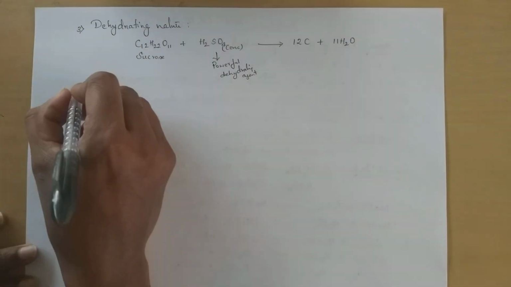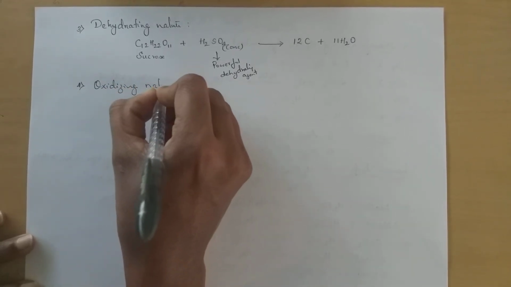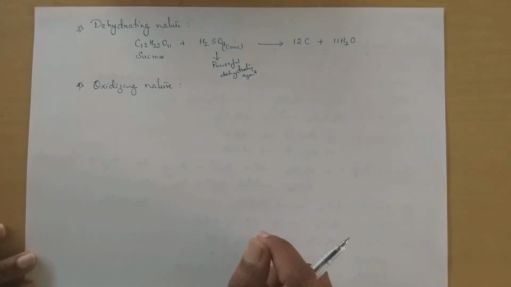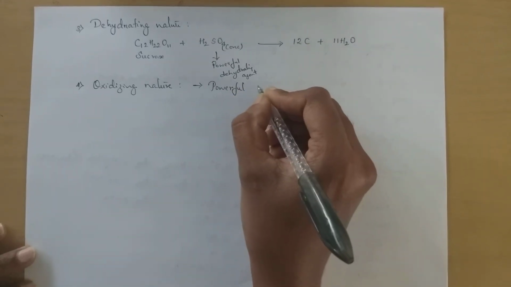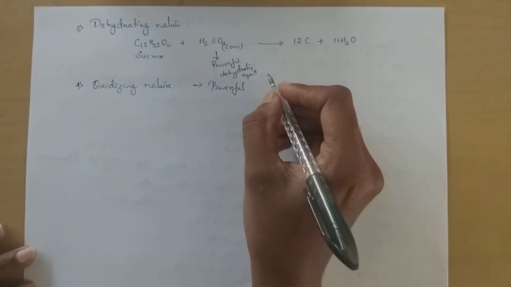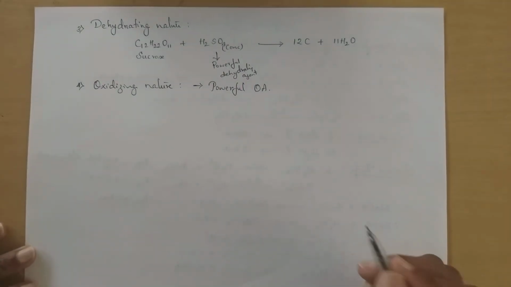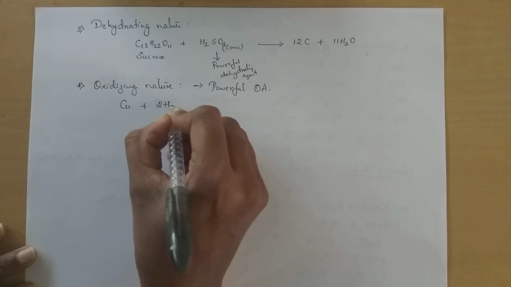Next we have oxidizing nature. Concentrated sulfuric acid is a powerful oxidizing agent. It oxidizes metals as well as non-metals by liberating sulfur dioxide gas. For example, copper.